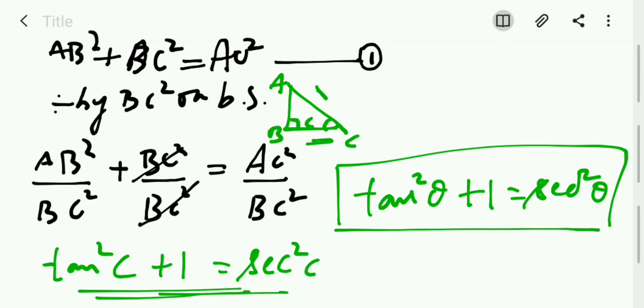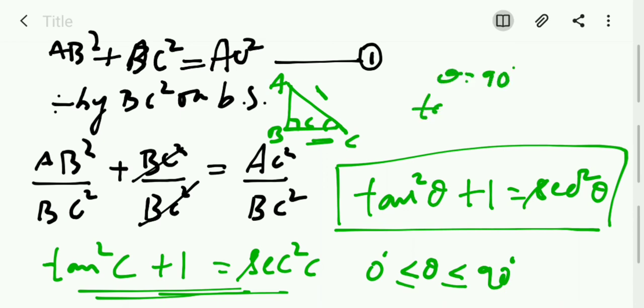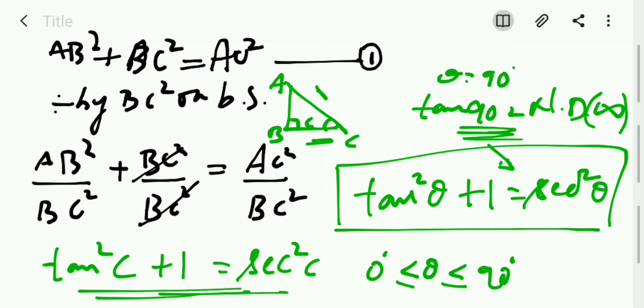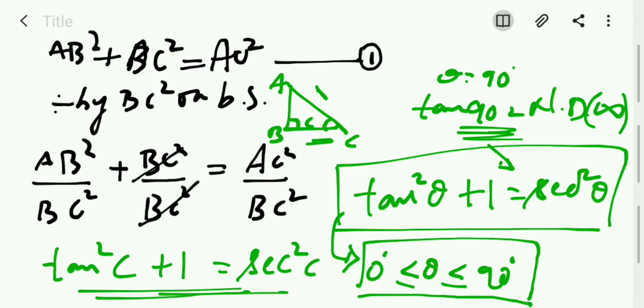Now once again, this theta should be greater than or equal to 0 degree and less than or equal to 90 degree, right? We know that if theta is equal to 90, then tan 90 is not defined, right? Infinity. Look, even under this condition the equation holds good. Even secant 90 is not defined because cos 90 is 0, so secant 90 is 1 by 0, which is nothing but infinity or not defined. So even here LHS and RHS both will be infinity, that is, it cannot be defined. So this identity also holds good for all the angles greater than or equal to 0 and less than or equal to 90.